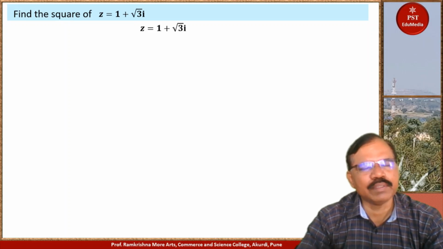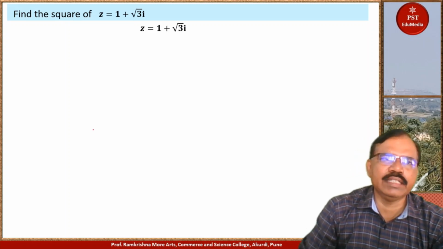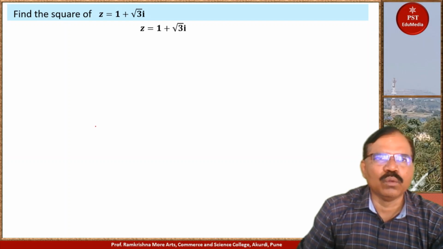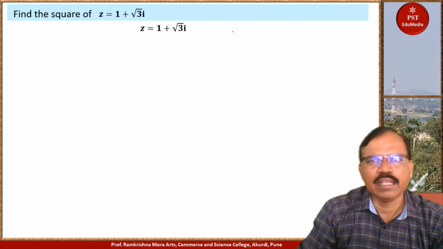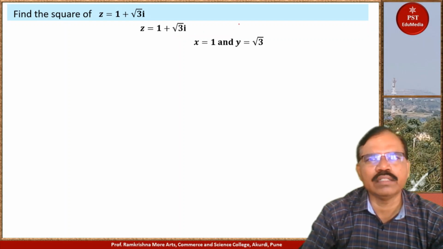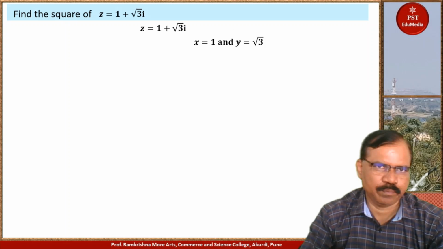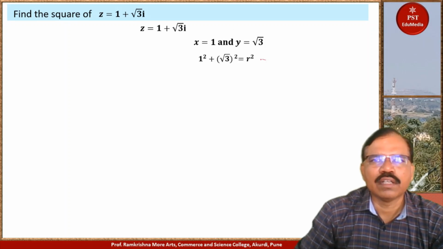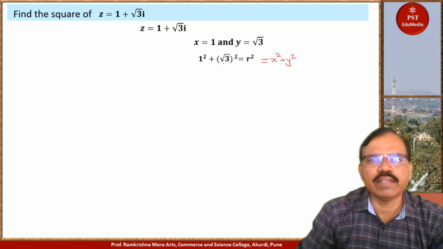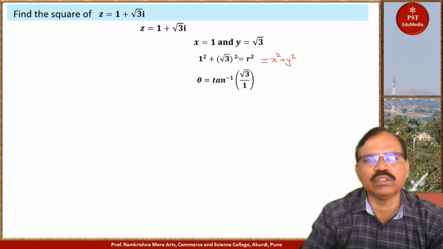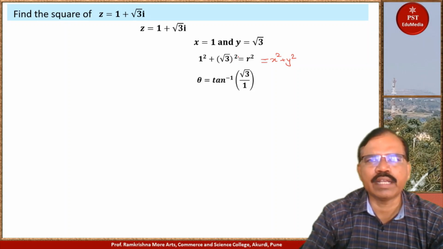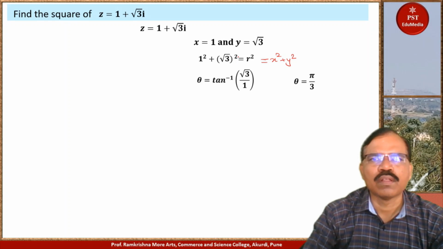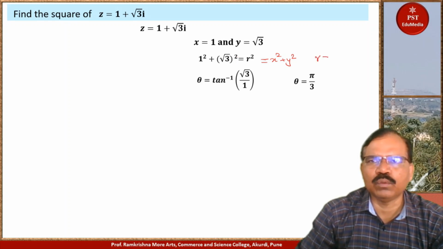Now let us take the first example. Find the square of z is equal to 1 plus root 3i. So z is equal to 1 plus root 3i. So we have here x is equal to 1, y is equal to root 3. So r square is what? x square plus y square. So it is 1 square plus root 3 square. So r square is equal to 4. So we get r is equal to 2.